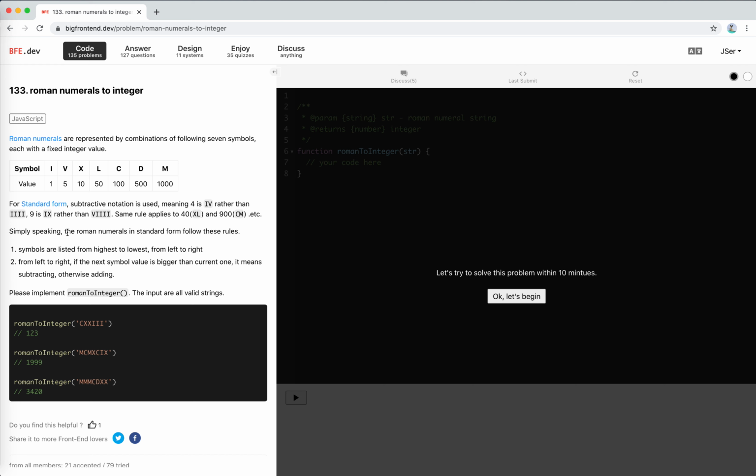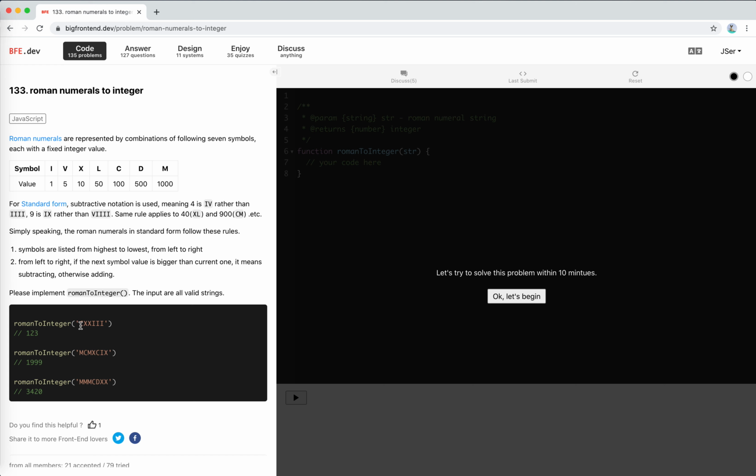Simply speaking, the Roman numerals in standard form follow these rules. 1. Symbols are listed from highest to lowest, from left to right. 2. From left to right, if the next symbol value is bigger than the current one, it means subtracting, otherwise adding. So please implement Roman to integer. The inputs are all valid strings.